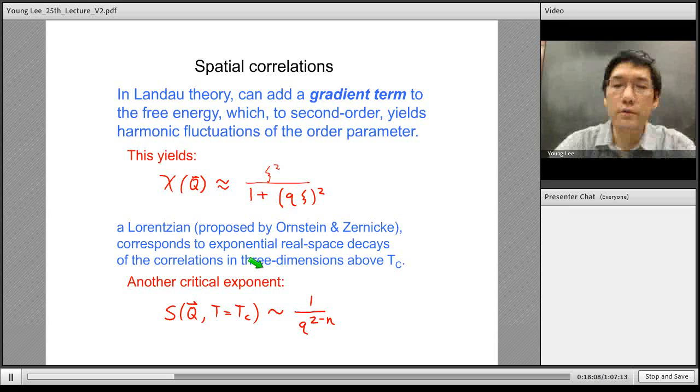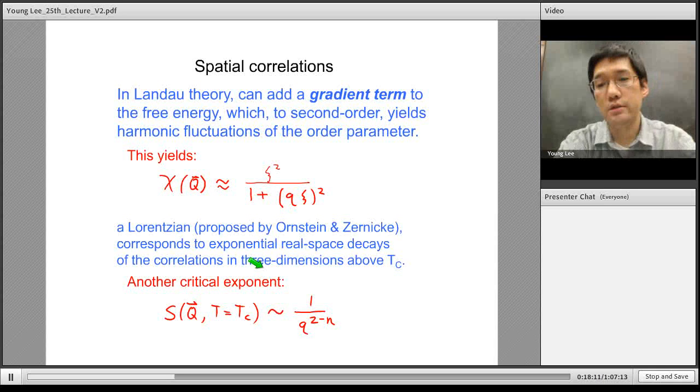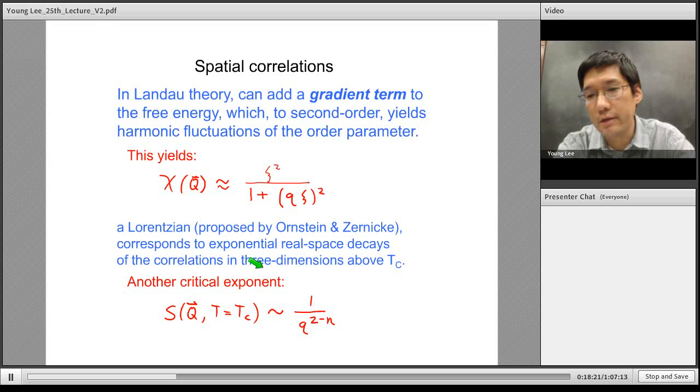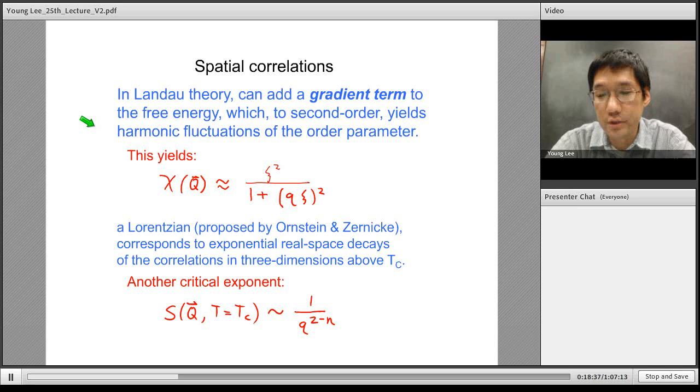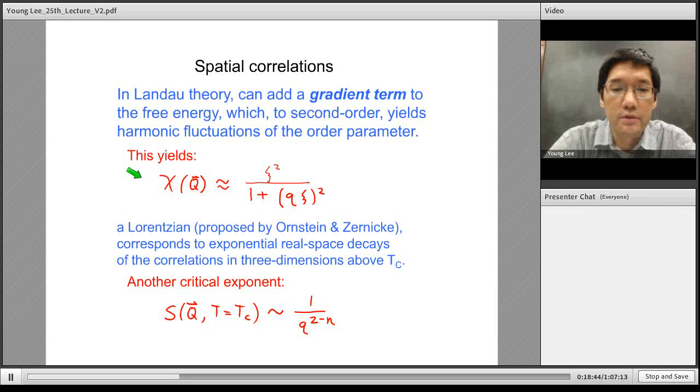Now, how can you get some Q dependence to the response function? What you will do there is add another term to your Landau free energy. In this case, you will add a gradient term in order to get some spatial dependence. Without doing all the math, if you put in this gradient term and write it out to second order, this yields harmonic fluctuations in the order parameter. And you can get an expression for your susceptibility that goes as the following.